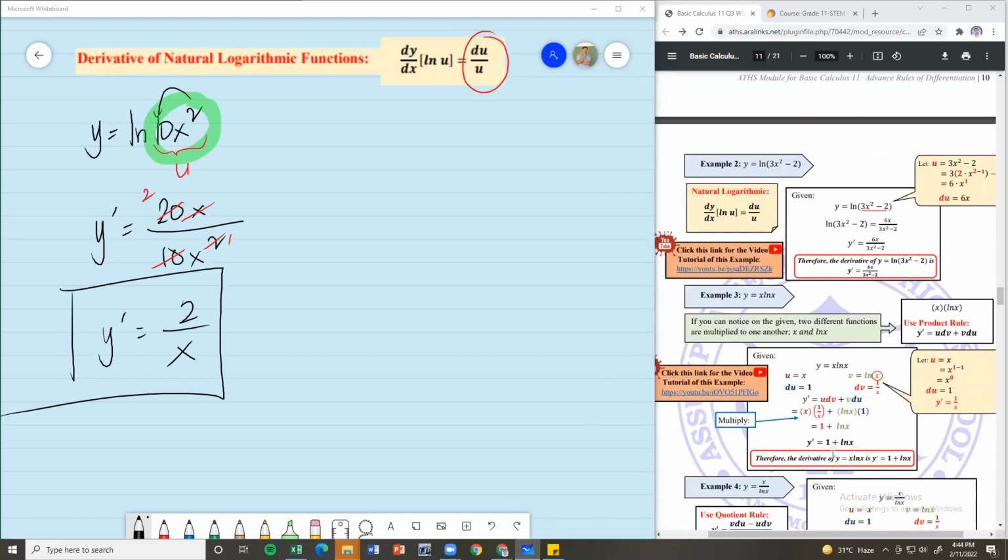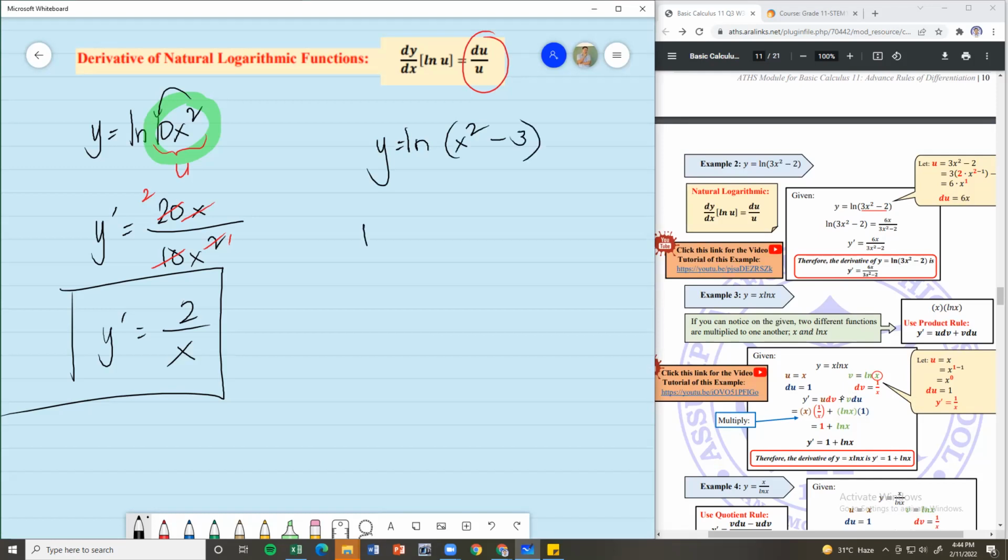Sample. For the product rule, same process. UDV plus VDU. The product and the quotient rule are just repetitive. Don't be afraid of them. Just apply them whenever you apply a derivative. Okay? Sample. Y is equal to natural logarithm of x squared minus 3.